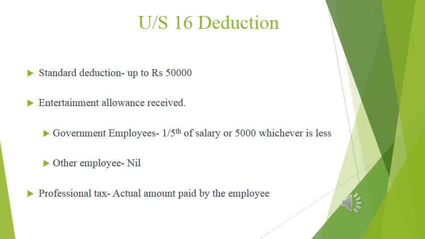In our previous classes we already discussed that section 16 deals with some important deductions. We know that a deduction is a permissible or allowable reduction in taxable salary, or from gross salary, while we are calculating taxable salary. So there are three deductions we have under the head income from salary. First one, standard deduction; another one, entertainment allowance received; and third one, professional tax.